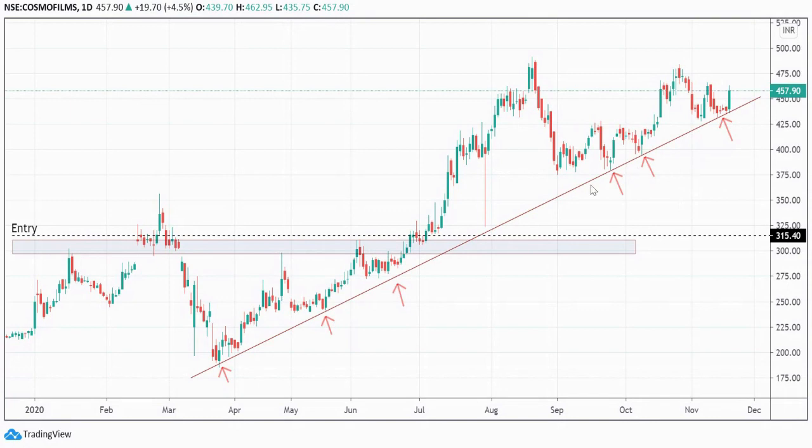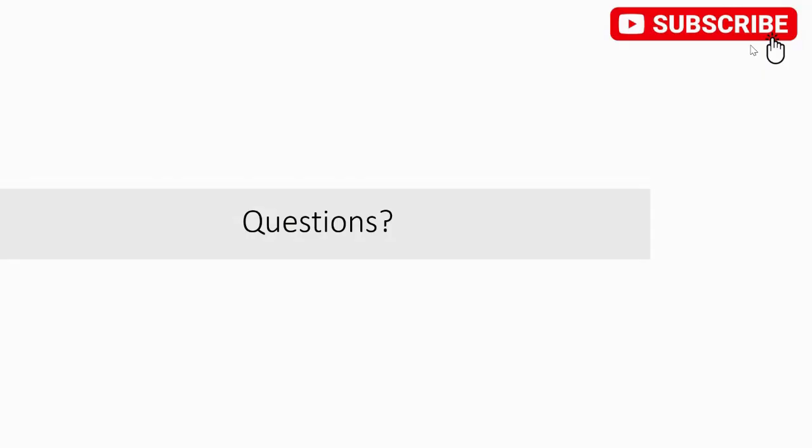Further, when we discuss moving averages, we will also discuss how moving averages can be used to trail your stop loss. It remains similar, just that we have to use moving averages, and they are also a very good tool to trail your stop loss.